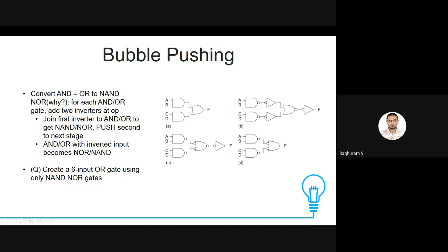So one exercise that you can try: create a 6 input OR gate. Okay, so we cannot directly create a 6 input OR gate. Generally you will try to create it using 3 input gates and 2 input gates, and the constraint is you're only allowed to use NAND and NOR. You're not allowed to use AND or OR gates. So this is an exercise that you can try where this method of bubble pushing can be used.